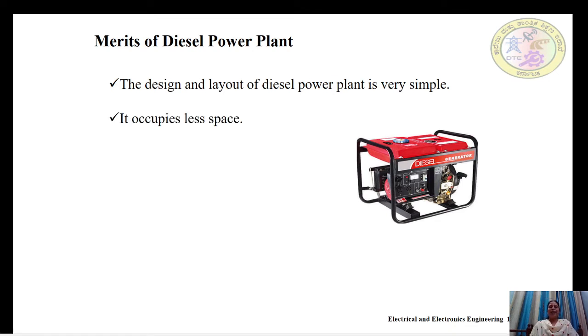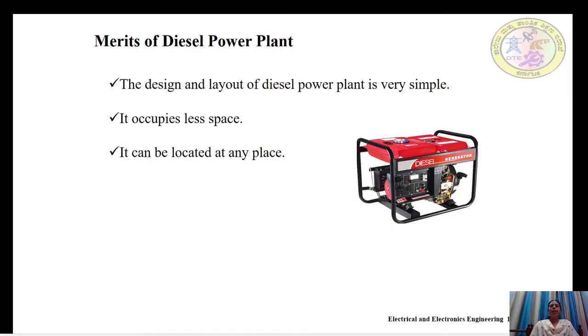It occupies less space. This depends upon the land. The land required for this will be very less. Comparatively, steam turbine and hydro power plants require more space. As the space is more, the cost of the land will be more. As the space is less, the cost of the land will be less.